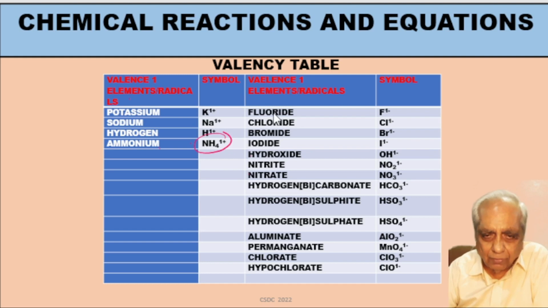Now for negative you have to study too. Fluoride, chloride, bromide, iodide, all these 4 are called the family of halogens. So they have valency negative 1. Hydroxide -1, nitrite and nitrate -1. You first learn up to here. That would be adequate. Is it alright?